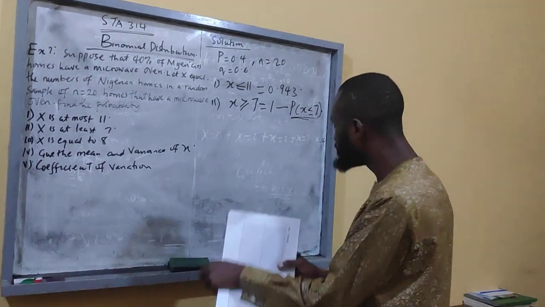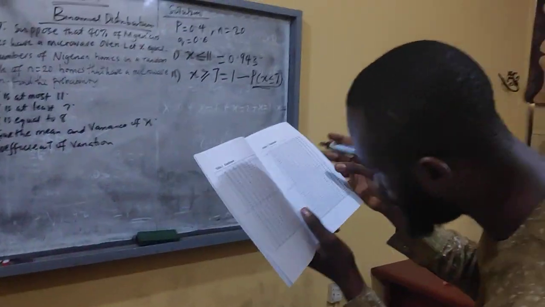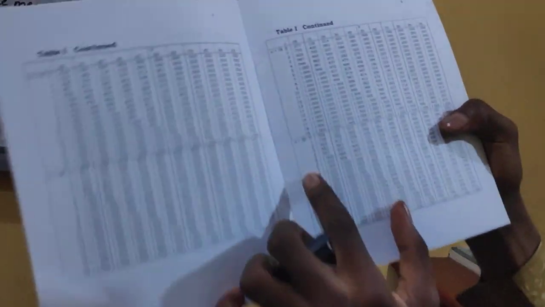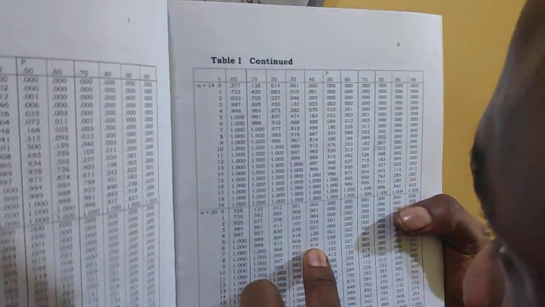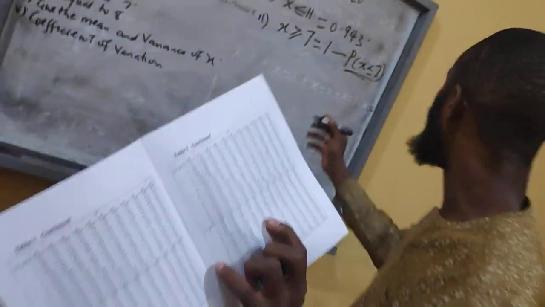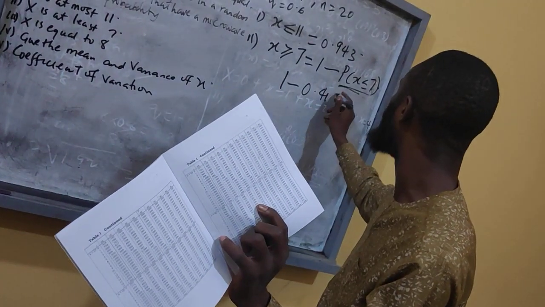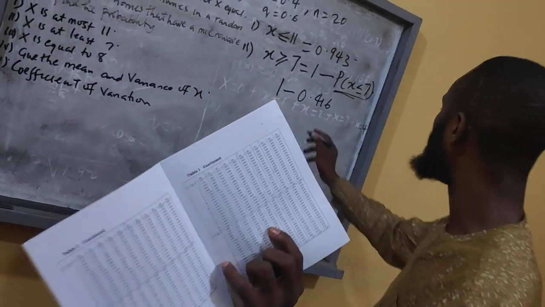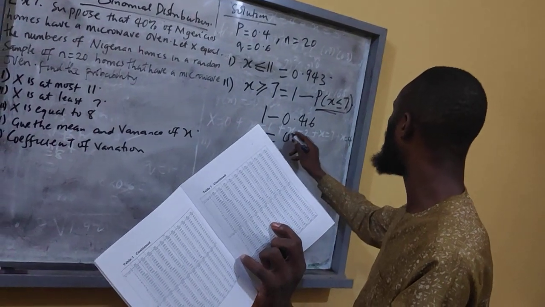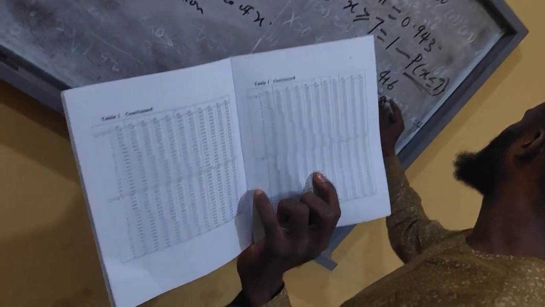Now, let's see. Still under the table, under the same 20, I will go to 7 now. Instead of the first one, I check 11. Then 7 now, I'm going to have 7 under 4. If you trace it, you see that you have 0.416. Now, we are going to have this to be 1 minus 0.416. And if you do that, you are going to have something like 0.5584. That is for the second one.